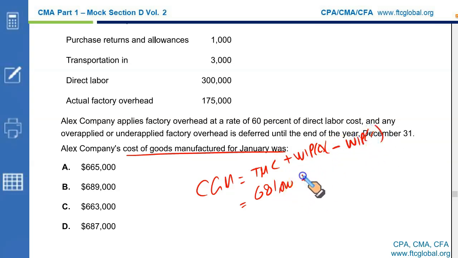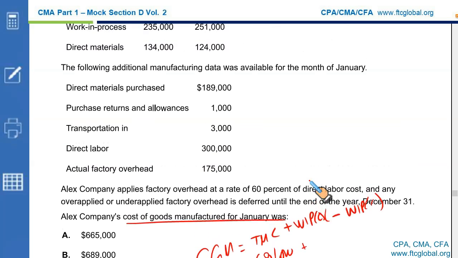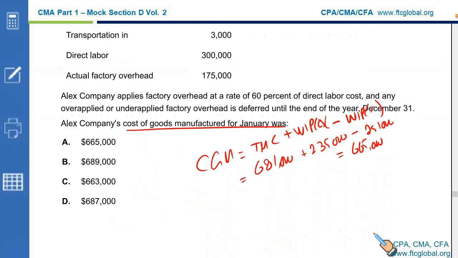We have them all. Work in process opening given as 235 and work in process closing 251. Right? If you simplify, it will give you 665,000. This is your cost of goods manufactured, a perfect match with your option A.